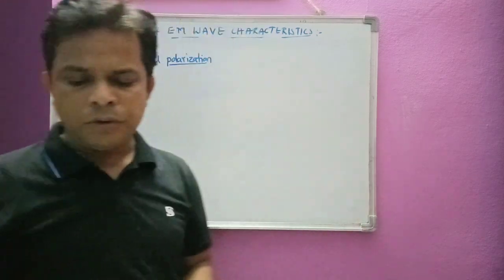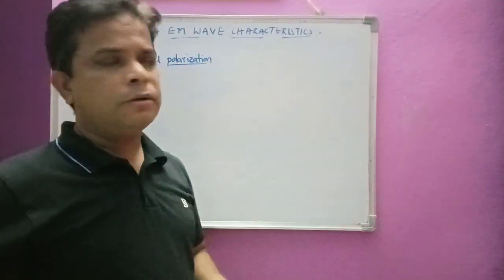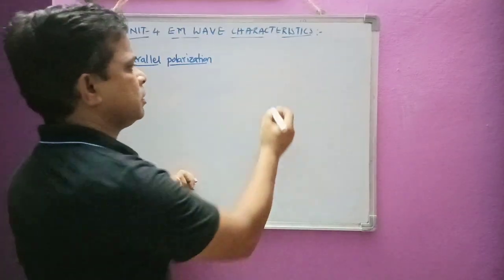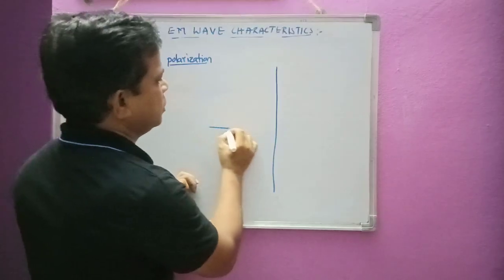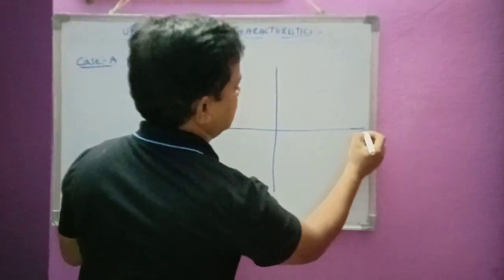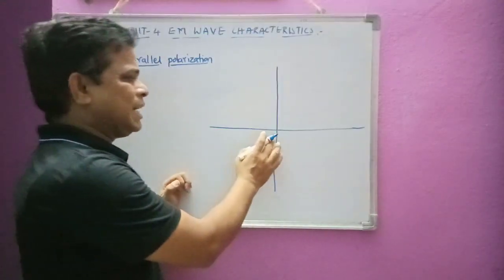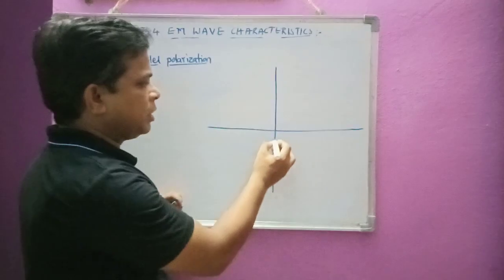Now here we are going to first see the diagram of how the parallel polarization is going to look. So let us draw the diagram first. After that we will move on to the derivation. The diagram is very important here. If you understand this diagram, the concept is very easy. So now let me draw here.